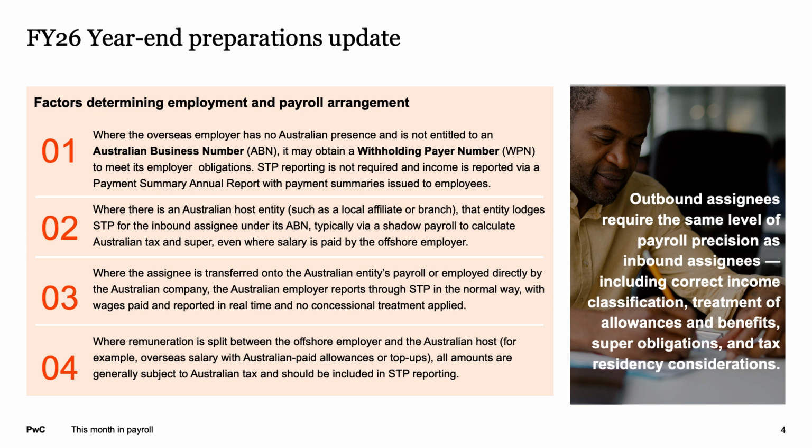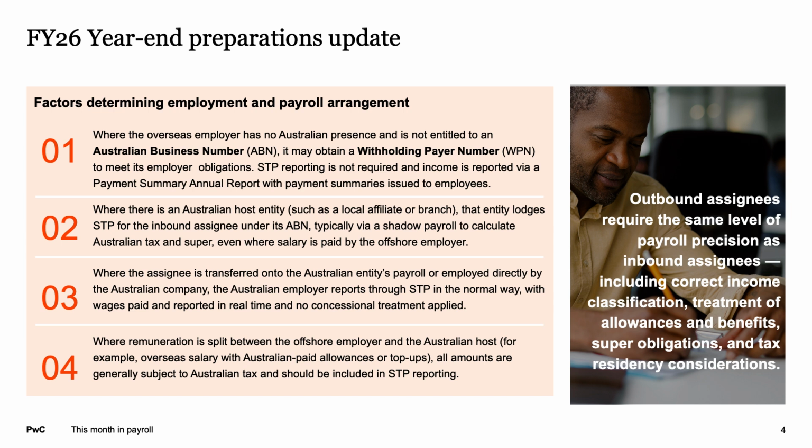If there is an Australian host entity, for example, an Australian affiliate or branch to which the individual is seconded, that entity should generally lodge the single-touch payroll report for the inbound assignee. Typically, the host will set up a shadow payroll to calculate the Australian tax and superannuation for the assignee. The Australian host entity will report the assignee's income and withholding via single-touch payroll under the host entity's Australian business number, even if the salary is actually paid by the offshore employer.